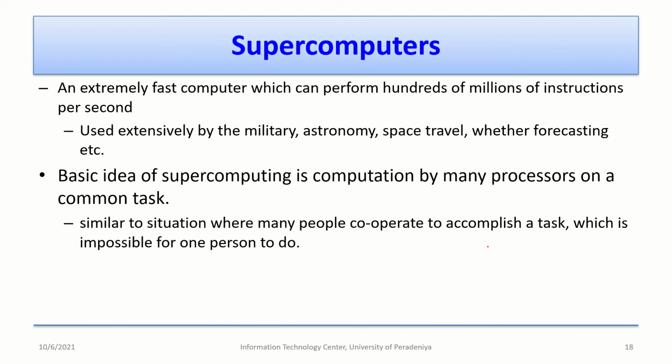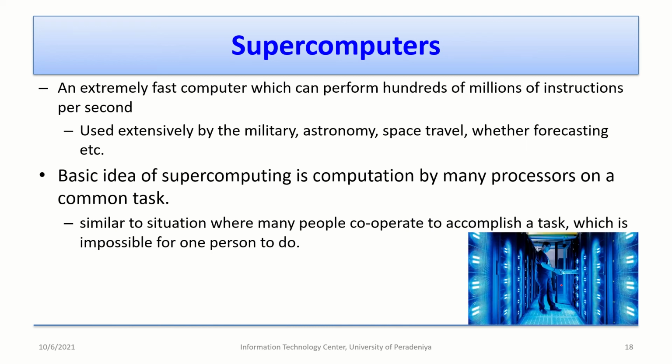So this is similar to a situation where many people cooperate to accomplish a task which is impossible for one person to do, right? That is, if there is one particular task, instead of assigning one person to do that, we can assign a number of people to do the same task, right? Okay, all right. So these are the supercomputers.